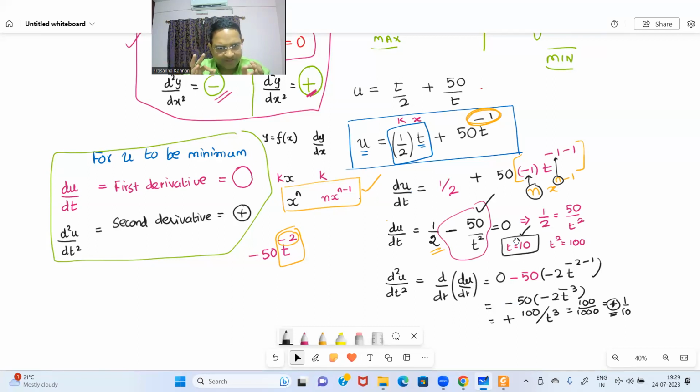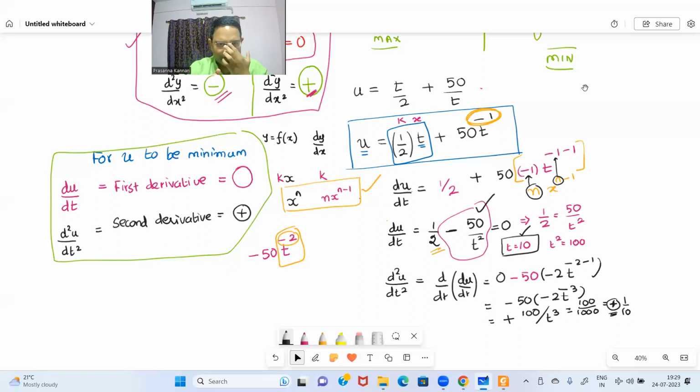When t is equal to 10 seconds, when he catches the bus in 10 seconds, he has traveled with minimum velocity. And how do you find that minimum velocity? Substitute t equal to 10 in this equation so that you get the value of u. Initially, because you're learning it for the very first time, it may look like a mountain. But trust me, these differentiations you will do in a few seconds with practice.